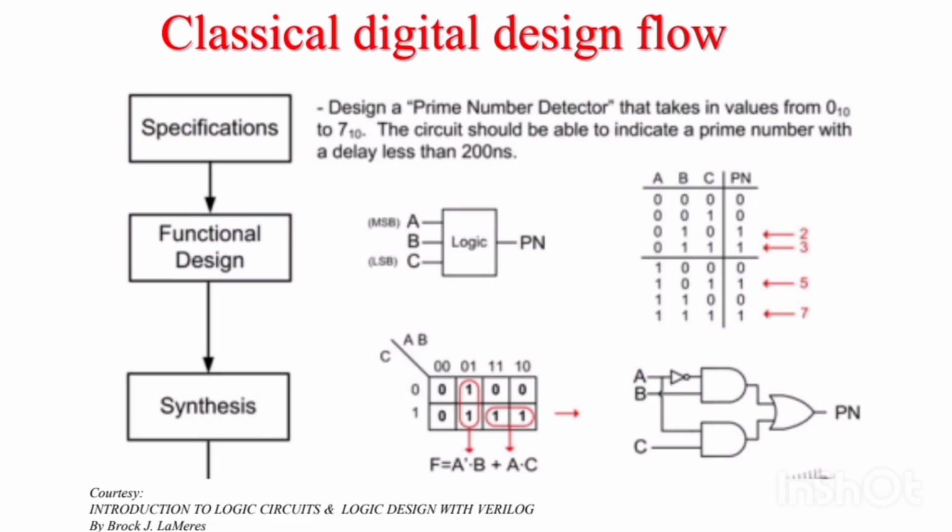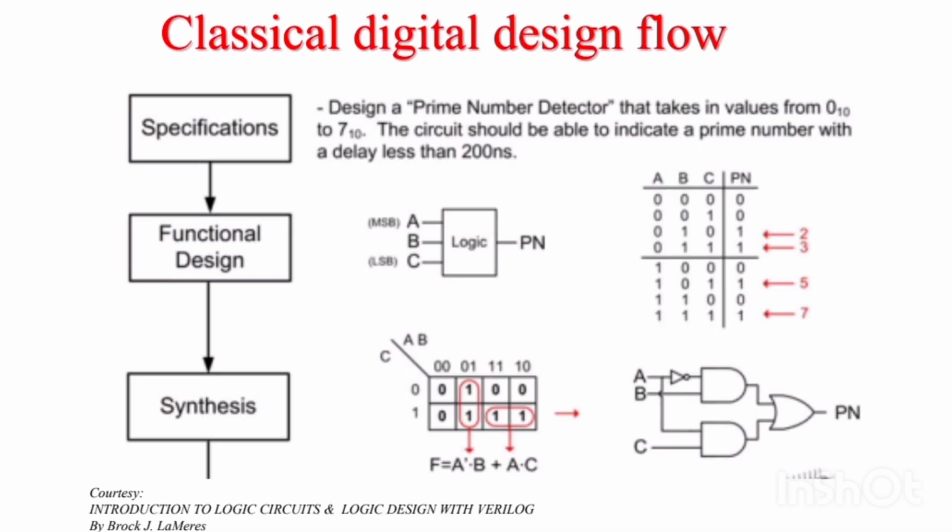In the second step, that is functional design, we have represented over here an entity diagram or a symbolic diagram that represents the input combinations A, B, C, and PN at the output section, and its functionality is also represented in terms of a truth table. A, B, C are the inputs as shown over there, and if it is a prime number, then the corresponding combinations are 0 1 0, then 0 1 1, then 1 0 1, and finally 1 1 1.